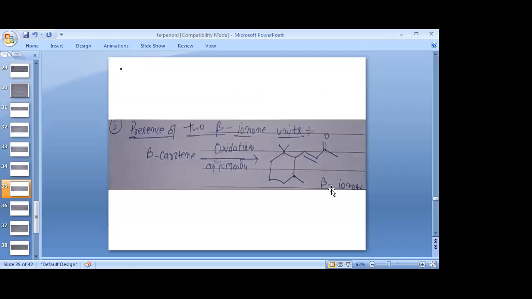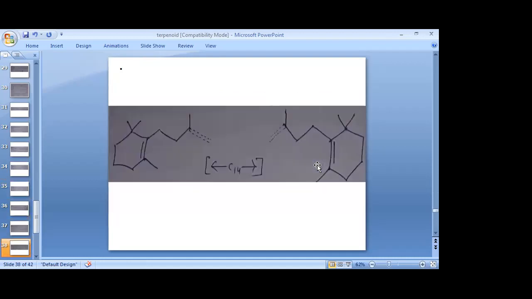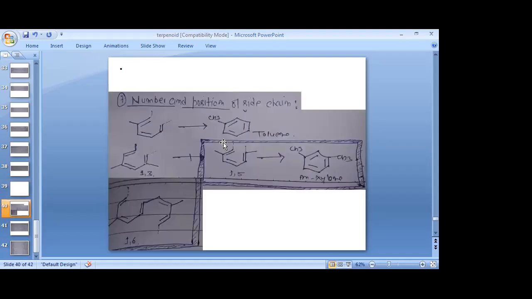Second important thing, because they give two molecules of beta ionone, it means your beta carotene is a combination of two ionones, right? So if you think about the simple structure of your beta carotene, it is like this. This is your one molecule and this is your second ionone molecule, which are connected by 14 carbons, right? So this is the basic structure of beta carotene.